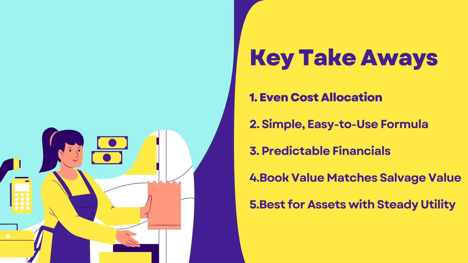Third, predictable financials. Consistent expenses make it easier for businesses to forecast budgets, plan cash flow, and present stable financial statements to stakeholders. Fourth, book value matches salvage value. By the end of the asset's useful life, its book value will equal its estimated salvage value.